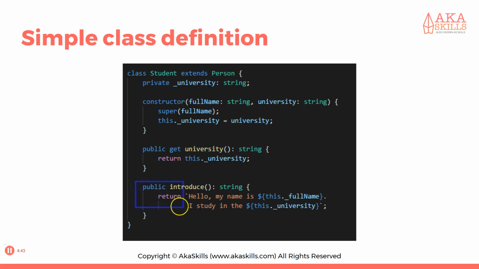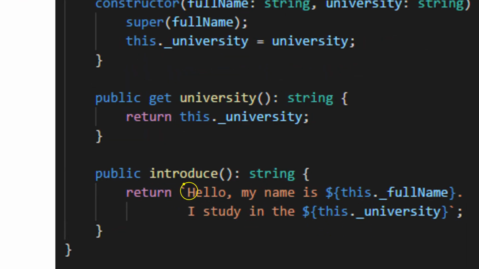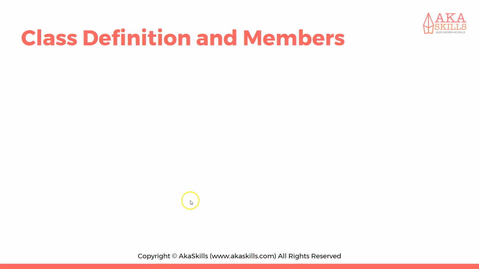Then I have a method. How am I defining the method? I'm saying public, the name of the method with brackets and what I'm going to return. So toString. Inside it, I'm just returning a string and I'm saying, hello, my name is, with that fullName. I study in the, and here we have university. We're placing our variables inside the string with string interpolation. An important thing is, in TypeScript, you can use the backtick instead of a single quote. And when you have this character, it means that you can have the string on multiple lines.